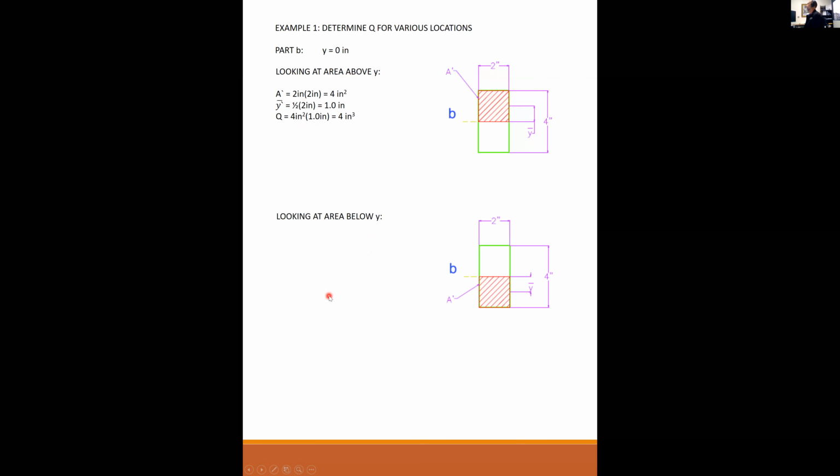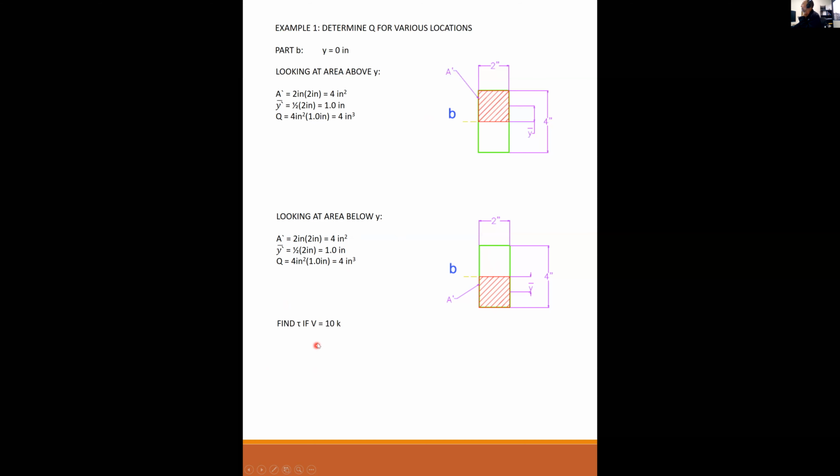If I go about it from the other side, remember what I said is that wherever your cut plane is, that Q is identical whether you take it from above or from below. And in this case, it's trivial to see that because it's exactly the same area above and below. So I got 4 inches squared, Y bar is the 1 inch, Q is 4 inches to the third, but these have to be equal regardless if you're taking Q from above or below your cut plane.